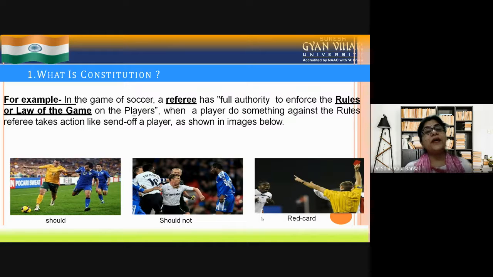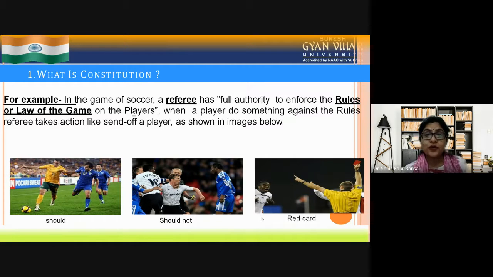When a player does something against the rules, the referee takes action, like sending a player out of the ground, as shown in the images below. Now see, in the first picture, how it should be done. Sports must be played in a sporting spirit. So the players are playing in the first picture and that is fine. But in the second picture, the players are fighting, that must not be done.